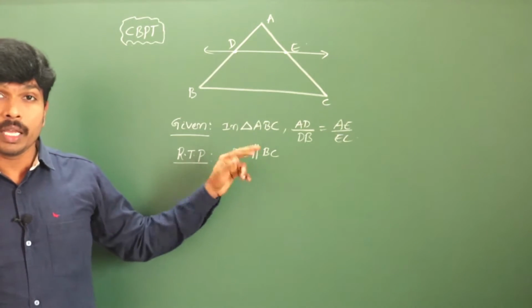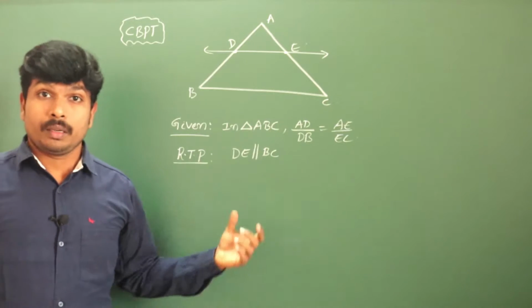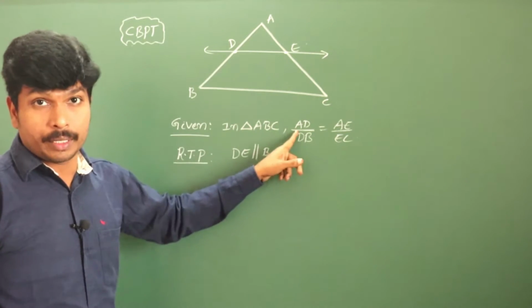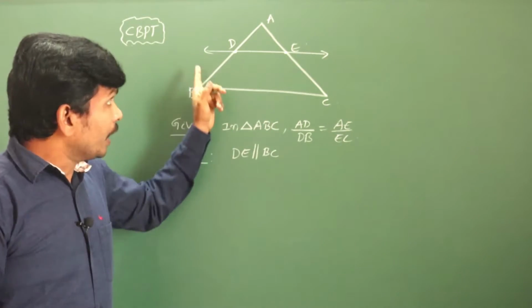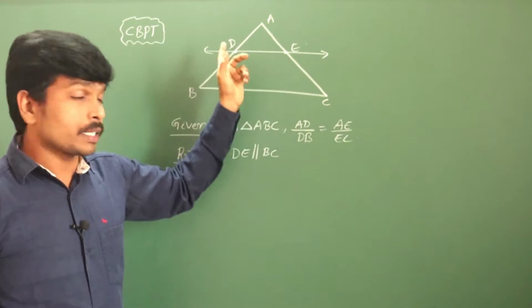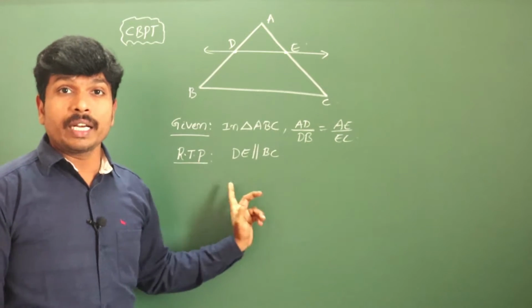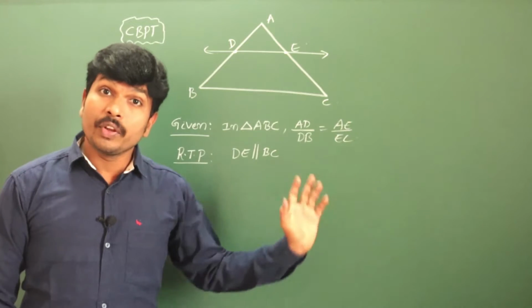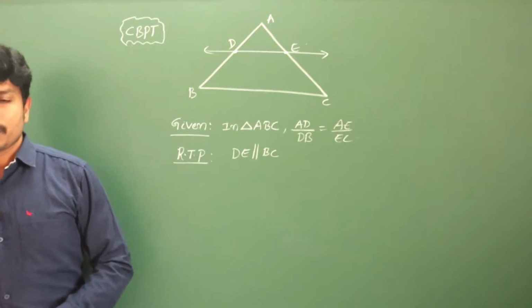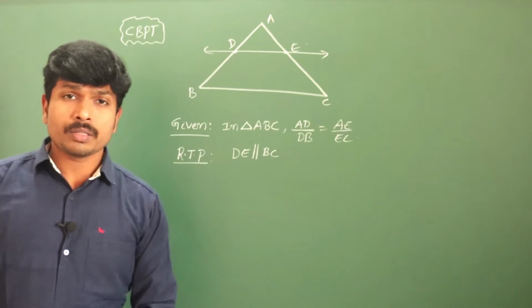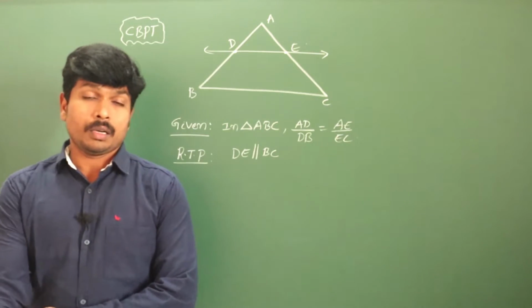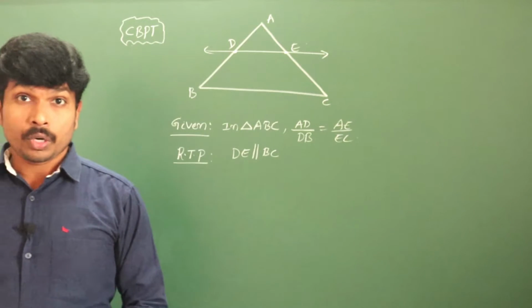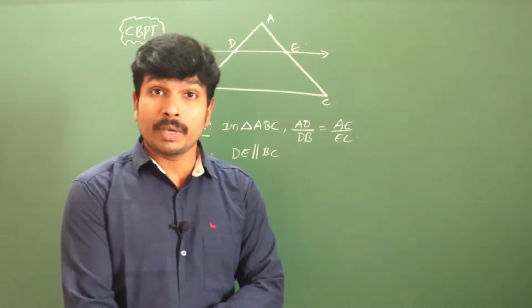This is purely the reverse of the BPT. In BPT, this is the given and this is the RTP. But here, if any line divides two sides in the same ratio, then definitely that line is parallel to the third side. This we have to prove with the help of BPT, the basic proportionality theorem. This problem also can be done in two methods, by using the similarity concept and by using BPT.